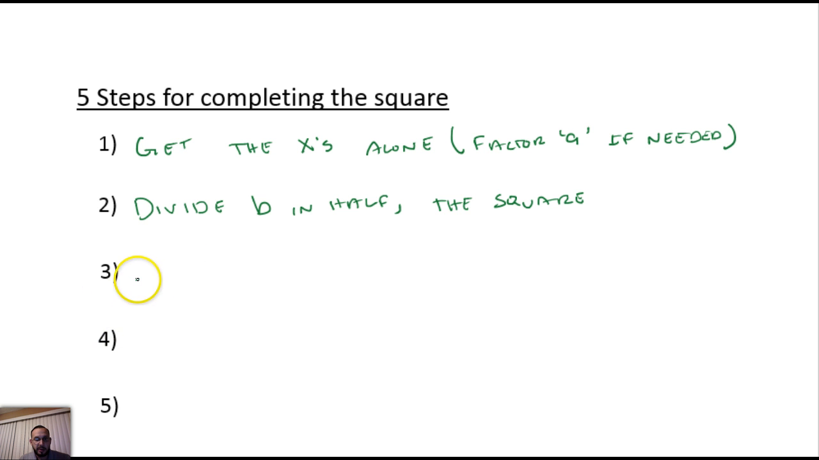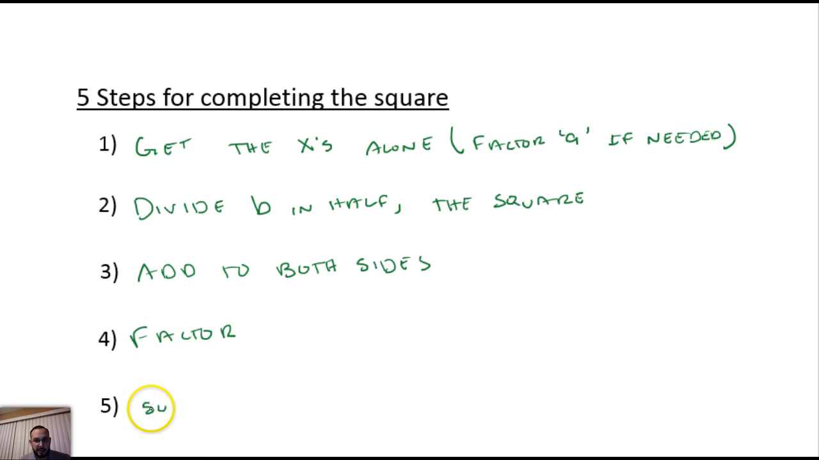We're going to jump to step 3. We add to both sides. Step 4 would be to factor. At this point, we've already done our factoring method. And then step 5 is just to solve for x. So if we recap, step 1 is to get the x's alone, factor a if needed. Step 2, divide b in half, then square it. Step 3 is to add to both sides. Step 4 is to factor, and step 5 is to solve for x.